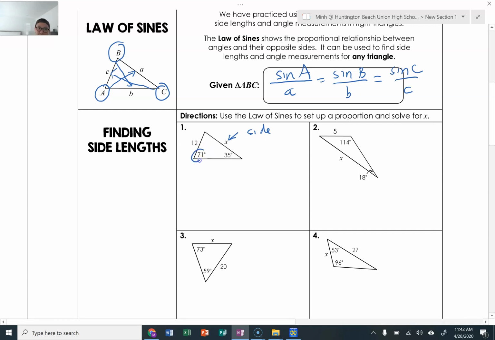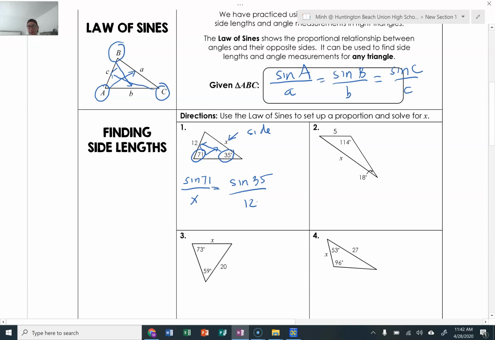So I know the side that's across from the 71 degrees is x. So we're going to go sine of 71 over x, is equal to, well, we need to set it equal to another side and the angle that's across from it. Well, I do know that my other angle is 35 degrees, right? And it's across from 12. So I'm going to go sine of 35 and divide it by 12. And that's our setup.